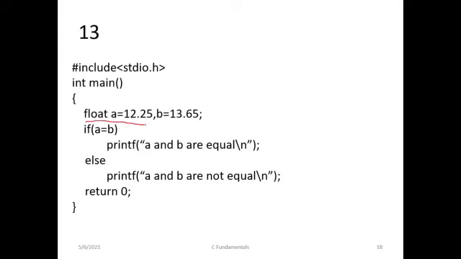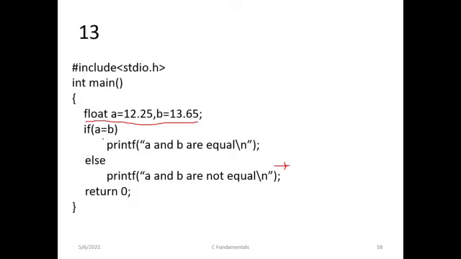Now float A is 12.25, B is 13.65. If A equal to B, printf A and B are equal, else printf A and B are not equal. So whether A is equal to B? No, naturally this will get printed. That is what everyone will think.